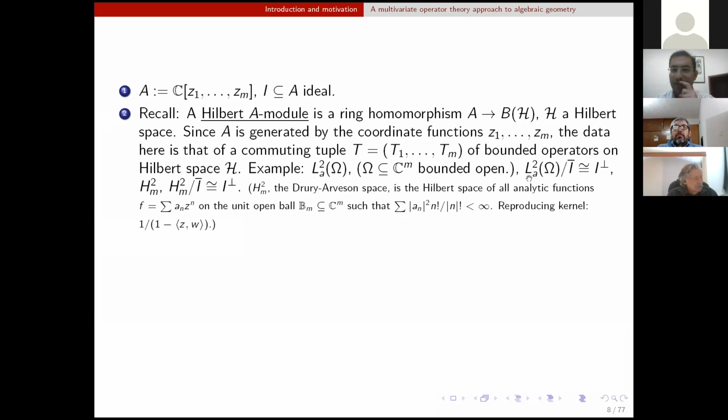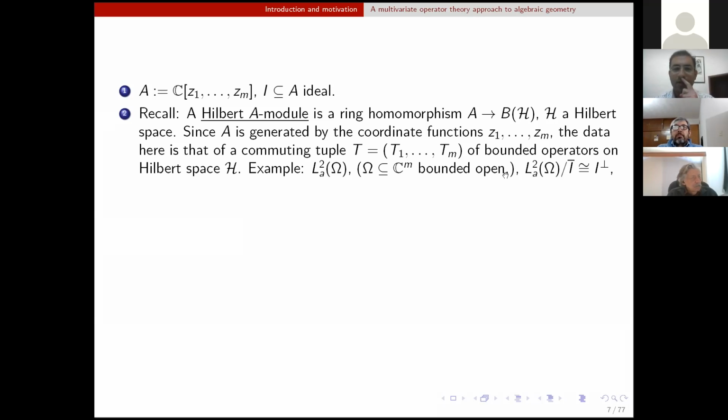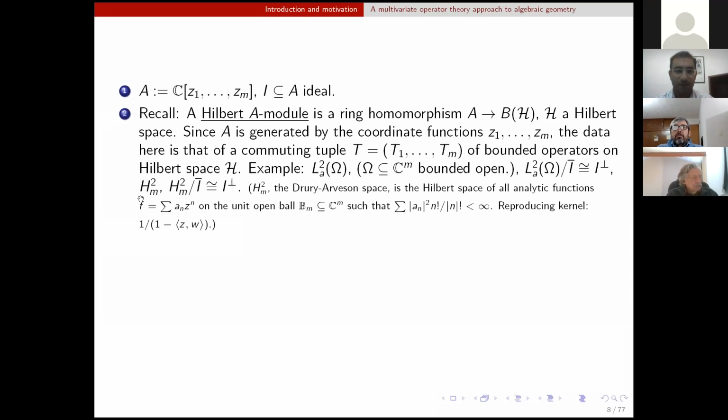Instead of the Bergman space, you can use any other Hilbert space of analytic functions. For example, in this talk, for no good reason, just because it's more convenient, we are going to use the Drury-Arveson space, and its quotient by the closure of ideals. The Drury-Arveson space is a Hilbert space of analytic functions with the reproducing kernel given by this expression over here. But you can equally use Bergman spaces.